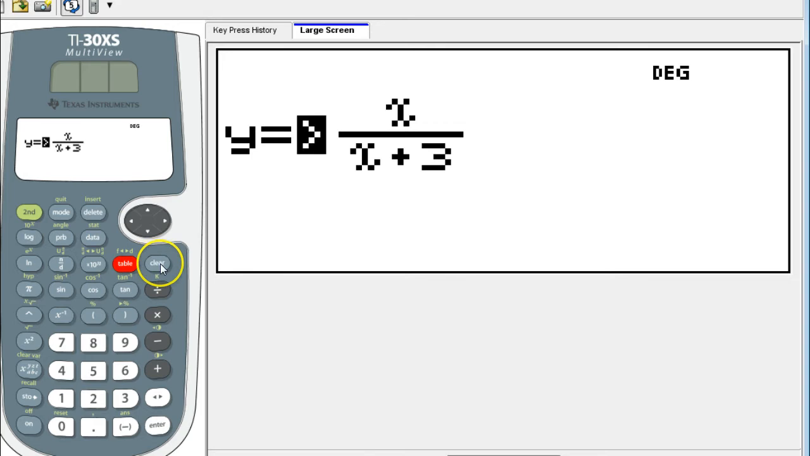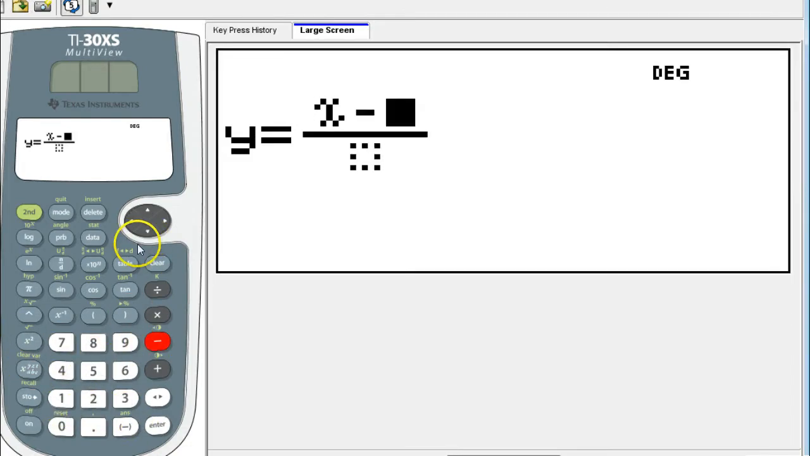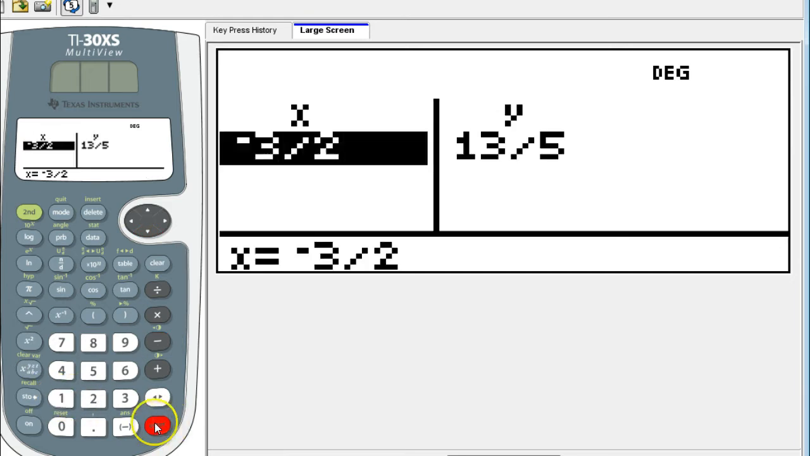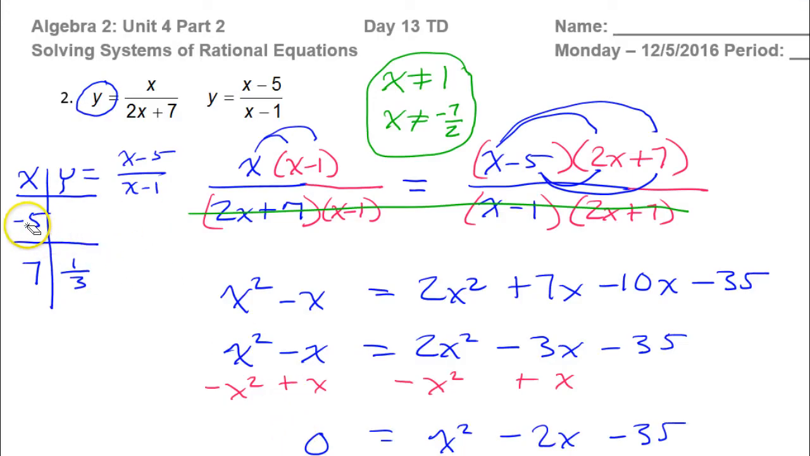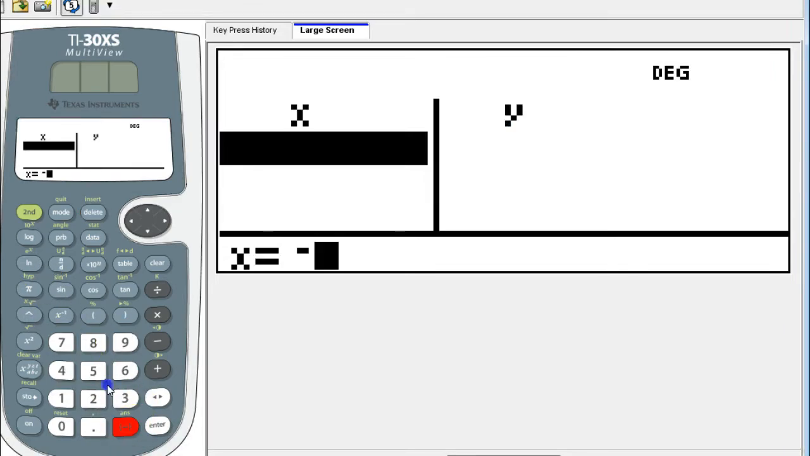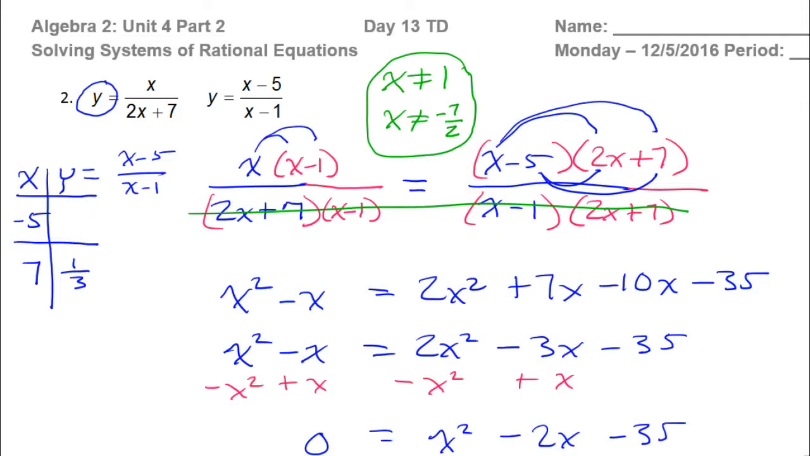Or you can use your calculator. Okay, so let's see, x minus 5 over x minus 1. Okay, so I want to try negative 5, and might as well do 7 again. So here's negative 5, and here is 7. So I have 5/3 and 1/3. Okay, and of course the 1/3 matches what we got when we did this by hand. So our solutions are negative 5 comma 5/3 and 7 comma 1/3.